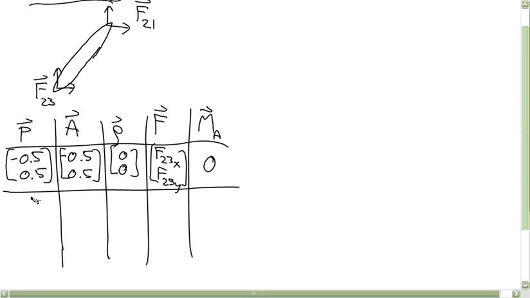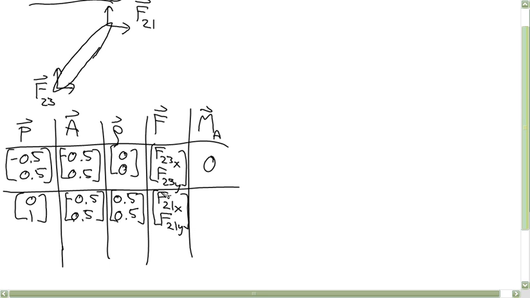And this is at the point 0, 1. We have to use the same about point. So 0 minus 0.5 is 0.5. 1 minus 0.5 is 0.5. Force vector is F21x, F21y. So the moment is 0.5 F21y minus 0.5 F21x.